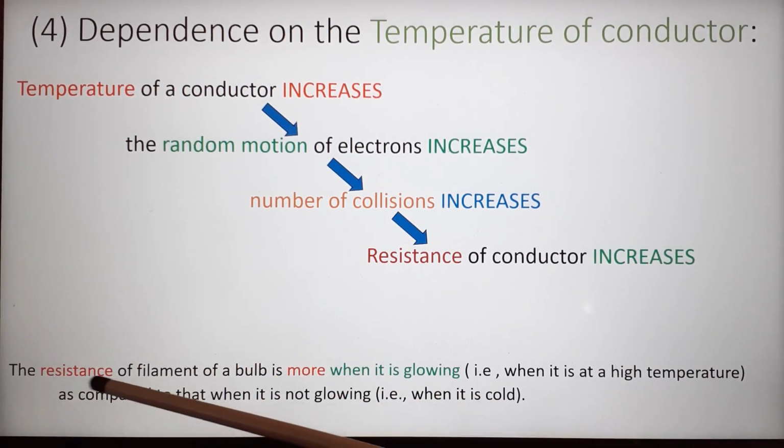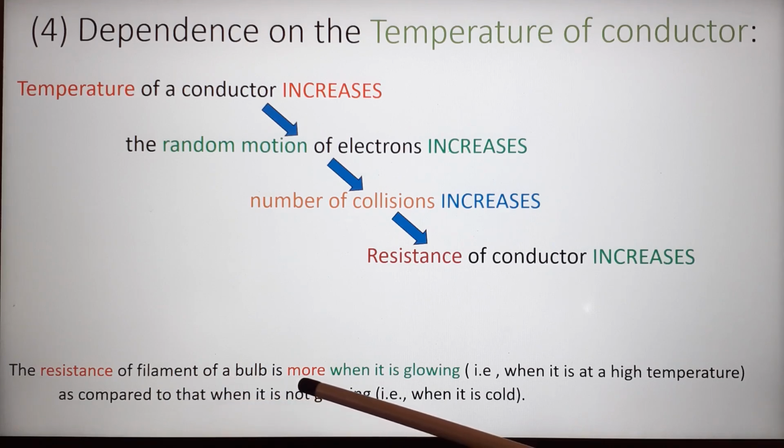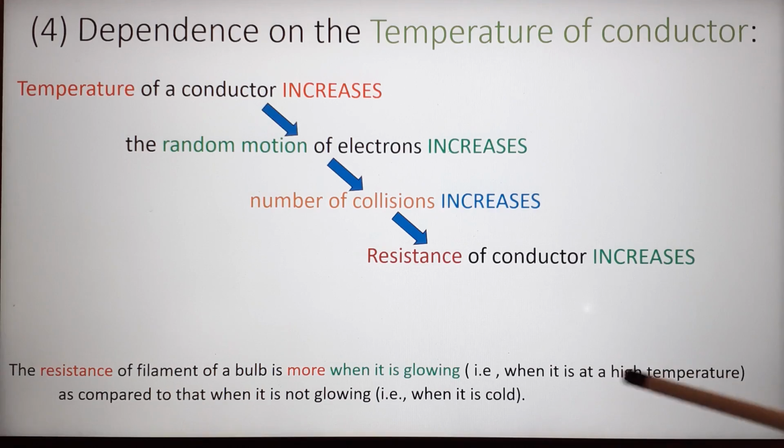Example, resistance of filament of a bulb is more because when it is glowing, it is at high temperature as compared to when it is cold.